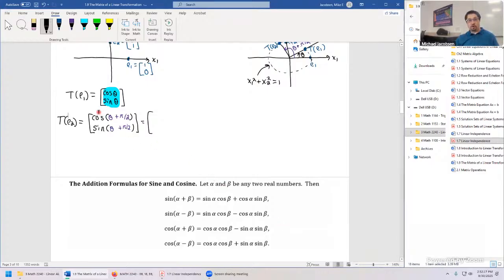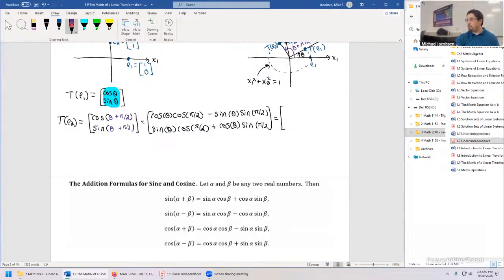So first, addition formula for cosine goes cosine theta, cosine pi over 2, minus sine theta, sine pi over 2. Same thing, but for the sine function, this one will go sine theta, cosine pi over 2, plus cosine theta, sine pi over 2.